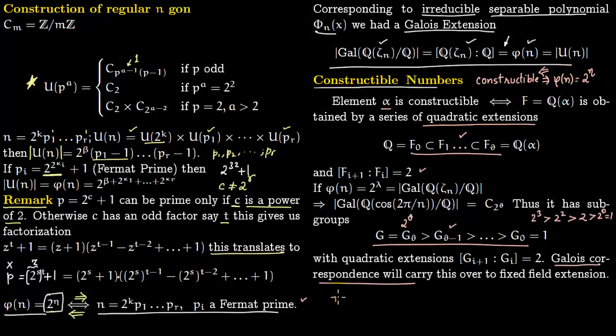So the n-gon is constructible if and only if this phi of n is 2 to the power of eta. So this is what we have proven. But this is so if and only if this, so you have an eta here, if and only if this n is of this form, 2 to the power of k p1 p2 all the way to some pr, where each of these pi's are Fermat primes.